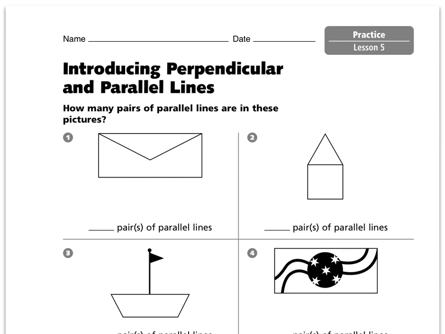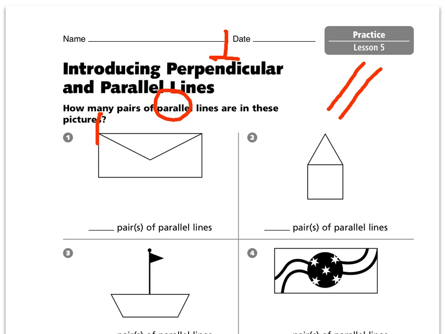Let's look at Chapter 4, Lesson 5, Practice, Introducing Perpendicular and Parallel Lines. How many pairs of parallel lines are in these pictures? So think about parallel lines and how those are the lines that never intersect. They never cross. Remember, perpendicular are the ones that cross, and we don't want to be looking for those. We're only looking for parallel.